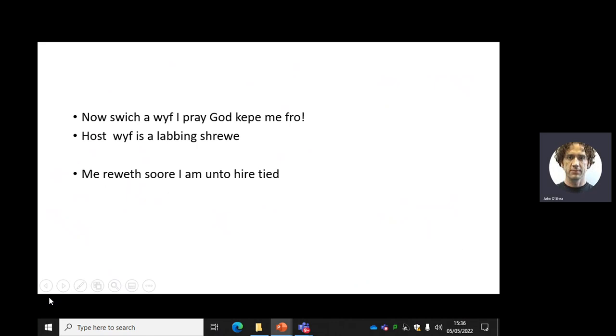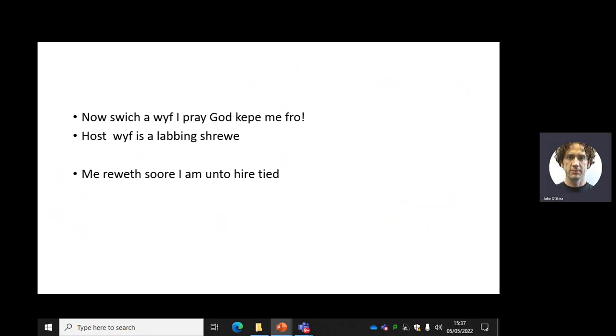Now, at the very end of the story, the host, Harry Bailey, the person who set up the storytelling competition, this fictional character, says, "There's now such a wife, I pray God keep from me." So it ends on a misogynistic note. The host calls his own wife a labbing shrew. Again, the idea of women being compared to animals in both texts, you should commit to memory some of those quotes. How women are always compared to animals.